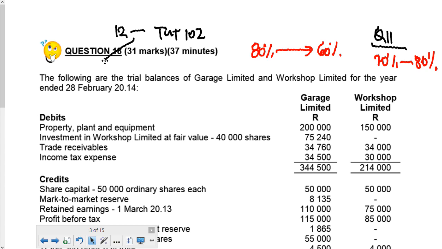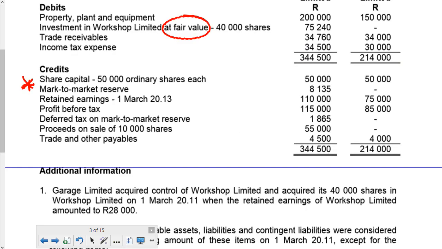So we see the trial balances, garage and workshop. Here's the investment in workshop. The investment in workshop is at fair value, 40,000 shares. And we see down here a mark-to-market reserve, and the deferred tax on the mark-to-market reserve. Sometimes they do it like that, which makes it nice because you don't have to work backwards. If they say it's the deferred tax only on the mark-to-market, then you can just take the two numbers together and you can see what the increase was in fair value.